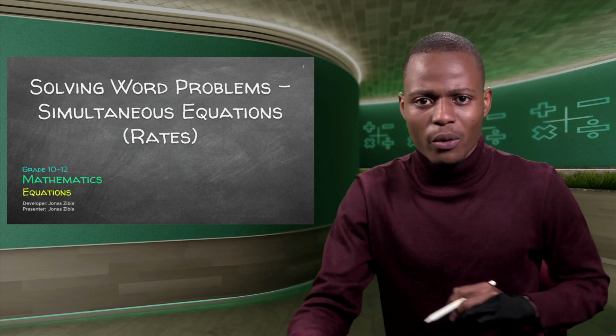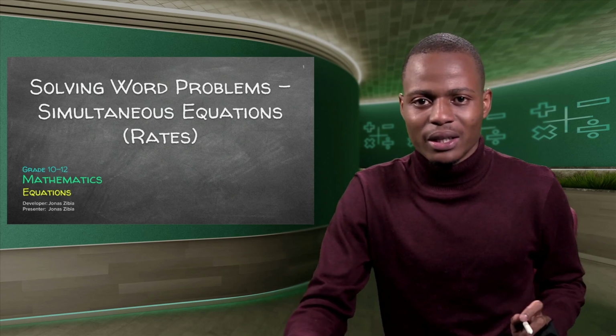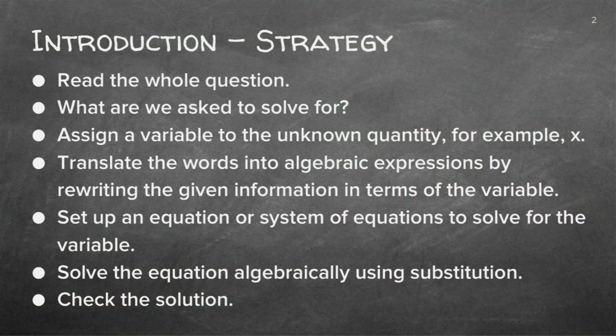Okay, so before we actually go into the actual examples that I have for you, I want us to look at the strategies that we use whenever we need to solve word equations. So the first part says read the whole question, guys. So we need to read the question so that we can understand what are we really trying to do. And the second part says what are we asked to solve for. So we need to look for that also. What is it that we're trying to solve here?